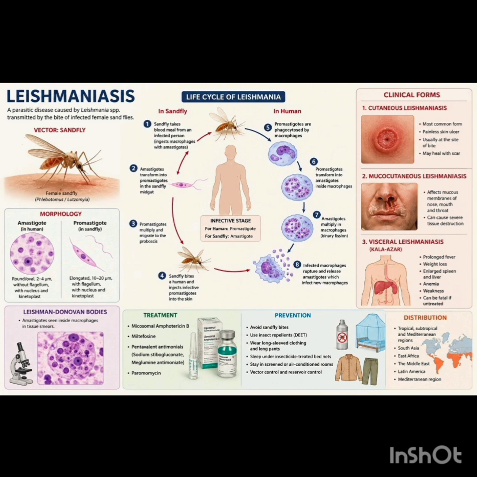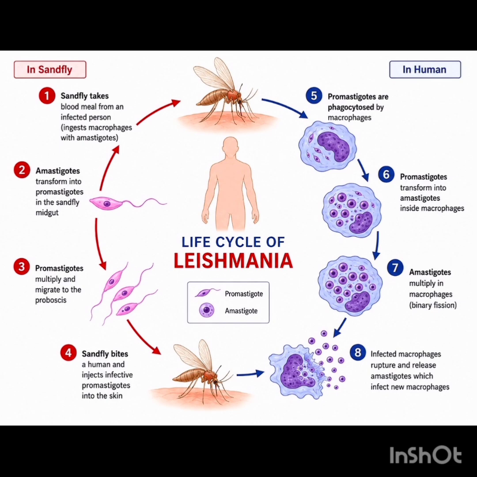And where does it live? Inside the macrophage itself. The very cell that was supposed to destroy the parasite has now become its home. Inside the macrophage, the amastigote multiplies by binary fission. As more and more parasites are produced, the infected cell eventually breaks down, releasing parasites that infect new macrophages, and the cycle continues. But the story doesn't end inside the human body.